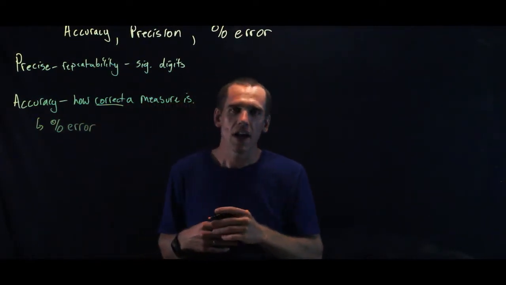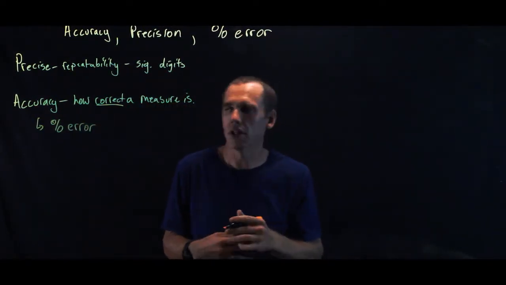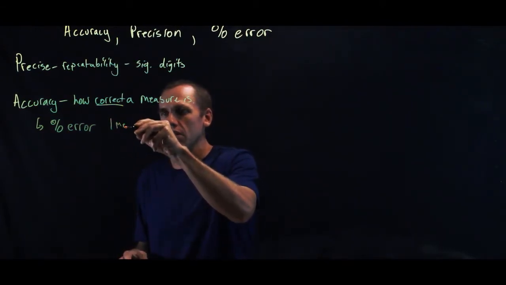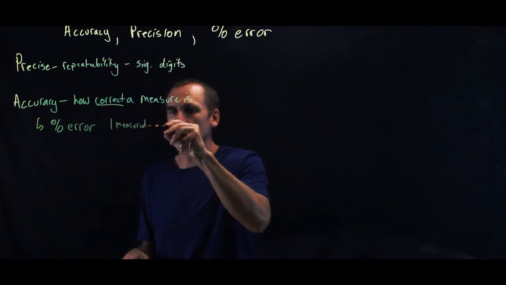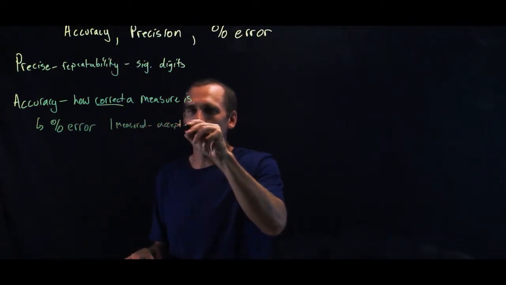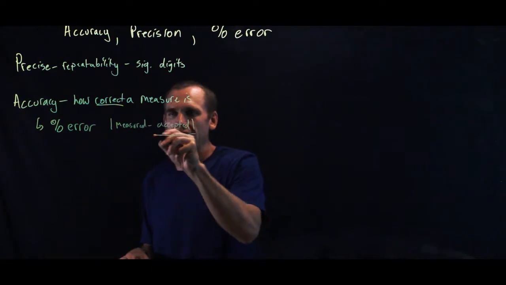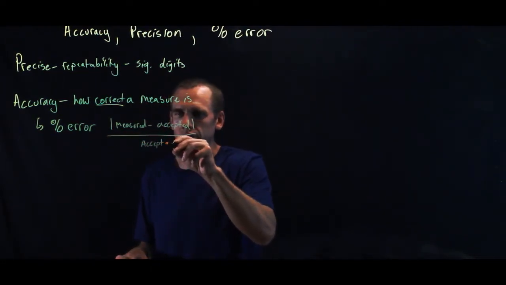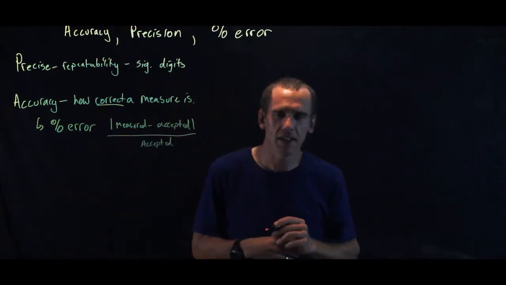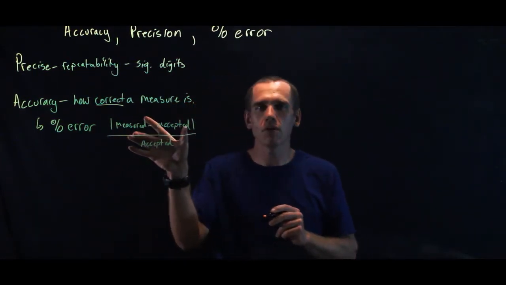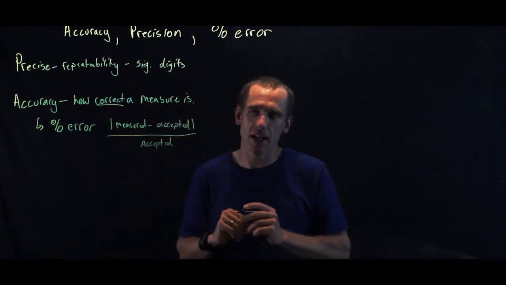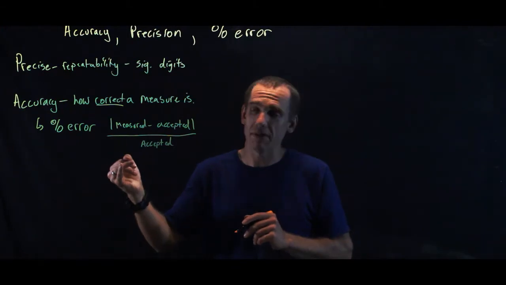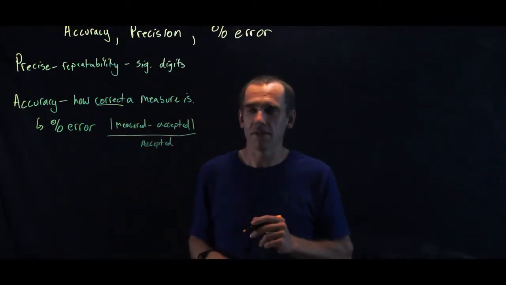Percent error tells us how big is our error compared to our measurement. So what we do is we take the absolute value of our measurement minus the accepted measurement, and we divide that by our accepted value. Measured minus accepted over accepted. Now, absolute value, so we always get a positive percent error. Sometimes your measured value will be bigger than the accepted value, sometimes it'll be smaller than the accepted value. The absolute value gets rid of the negatives that we have to deal with.